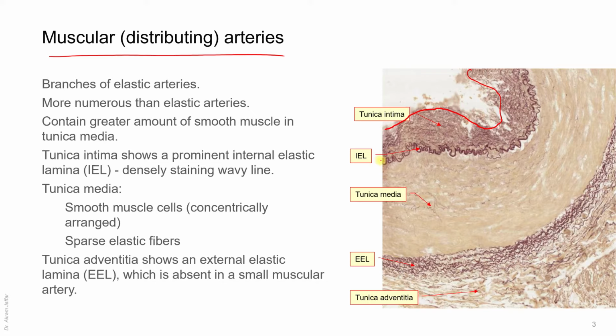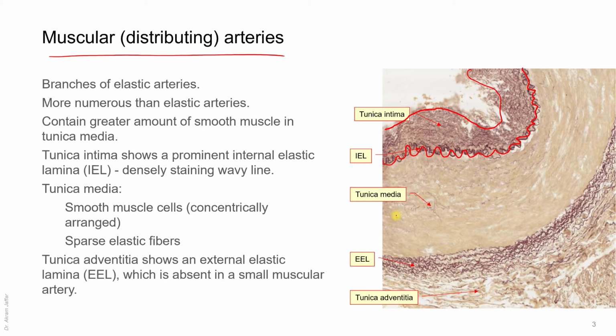And you can see that there is a layer of elastic fibers called internal elastic lamina. This internal elastic lamina, some textbooks consider it as part of the tunica intima, some textbooks consider it as part of the tunica media, but it doesn't matter. It is located at the border between tunica intima and the tunica media, and it is formed of elastic fibers mainly, so that's why it is prominent in this stain.